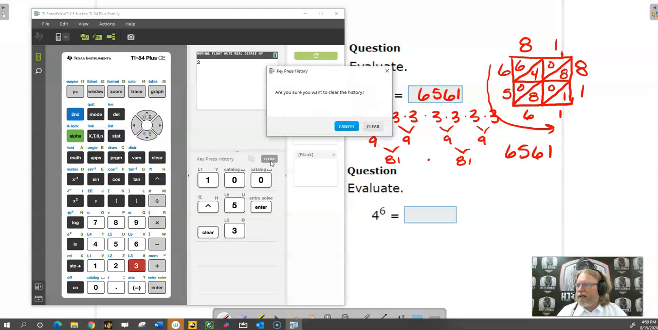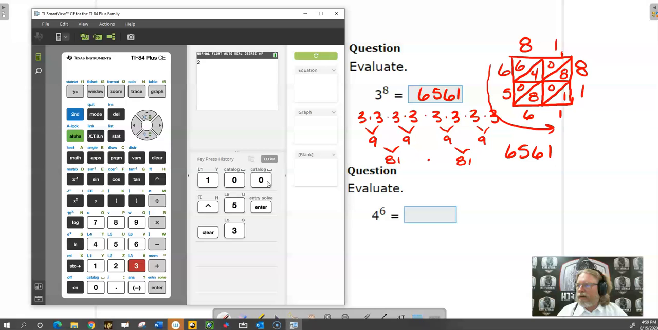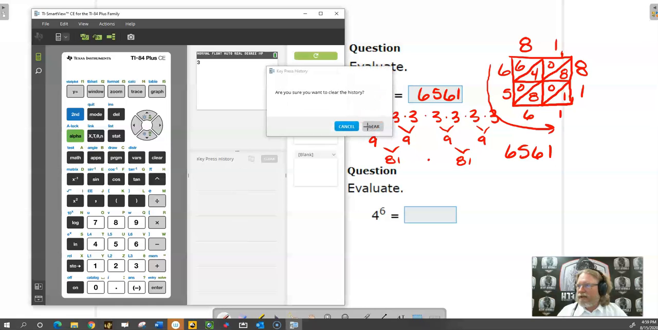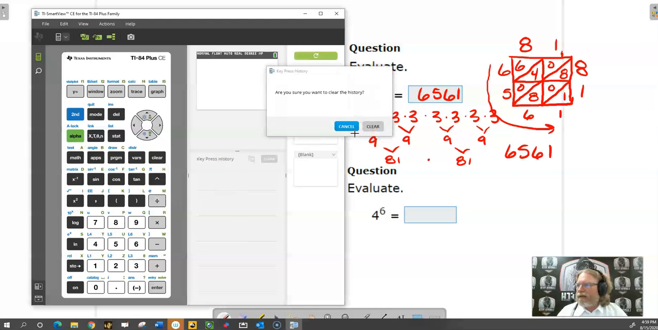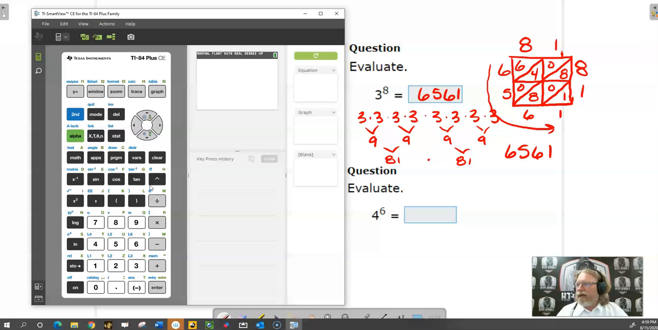Let me clear that out. Actually, let's clear that. Yes, I want to clear. Let me clear the whole thing. Yeah, there we go. So anytime I'm using this, if you want to try to follow along with what I'm pressing, notice I pressed this 3 in the key press history. It shows the key that I pressed.